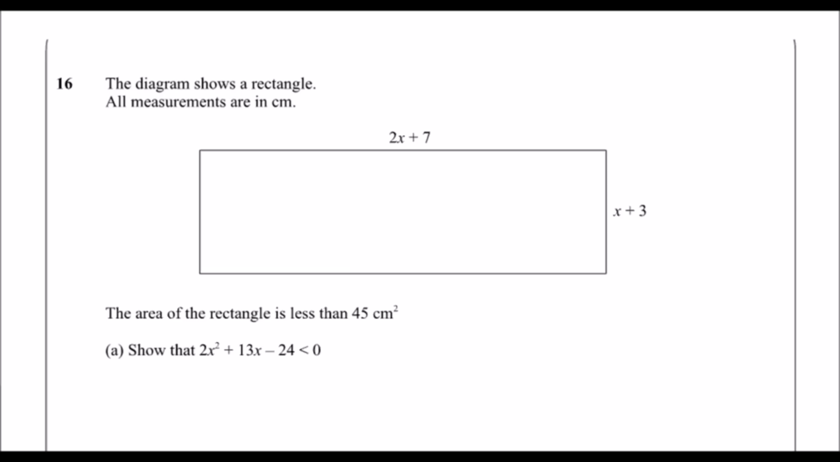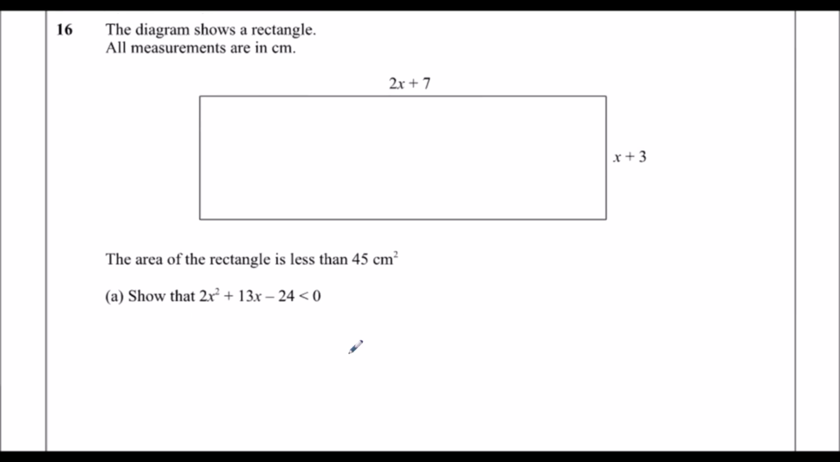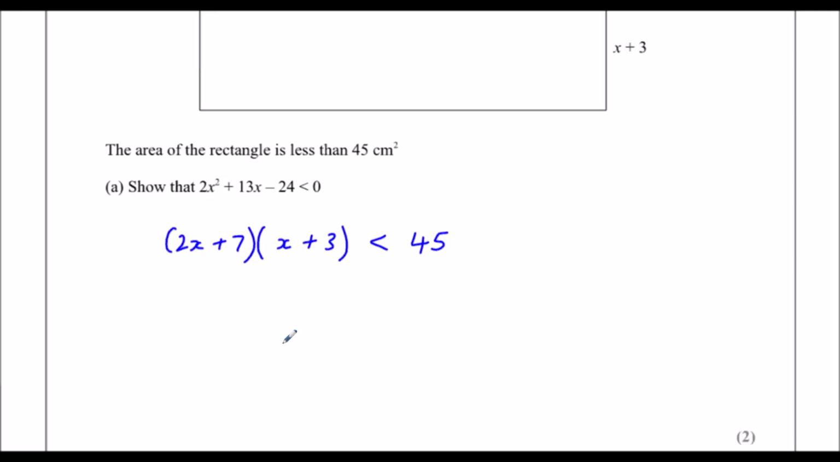So the area of the rectangle is less than 45. We can write that as an inequality. So the area of the rectangle is length times width. So 2x plus 7 times x plus 3, the length times the width, is less than 45. Now, if we expand the brackets and get everything over to one side, we should be left with 2x squared plus 13x minus 24 is less than 0. So let's give it a go.